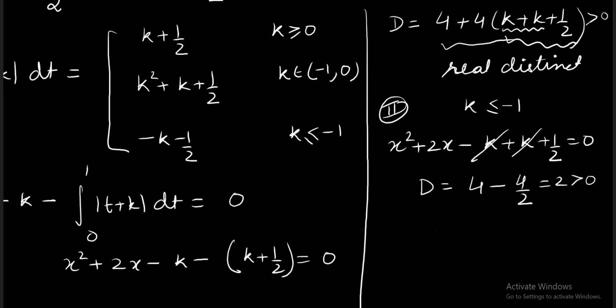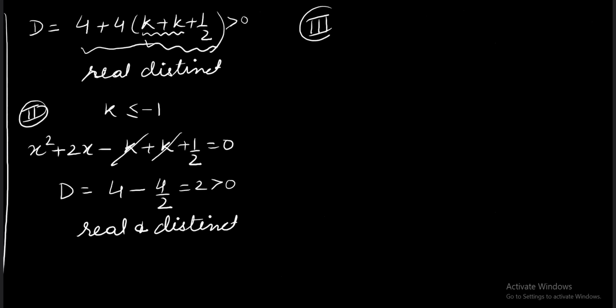Greater than 0 means यहाँ पर भी roots कैसे आ रहे हैं? Real and distinct as well. यहाँ पर भी roots real and distinct आ जाएंगे. Correct? चलिए, let us move on to the third case. अभी हमारा third case क्या है? In the third case, I am taking k between -1 to 0, and that is why the equation will take the form x square plus 2x minus k.